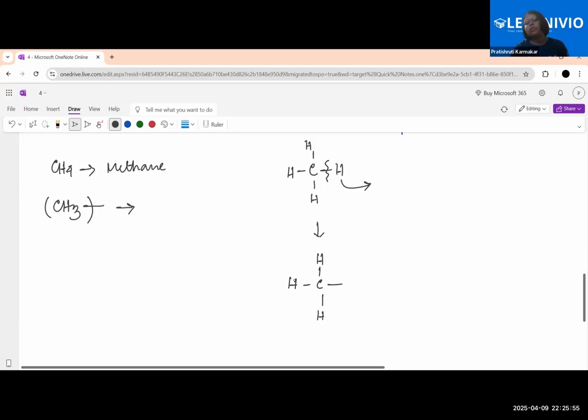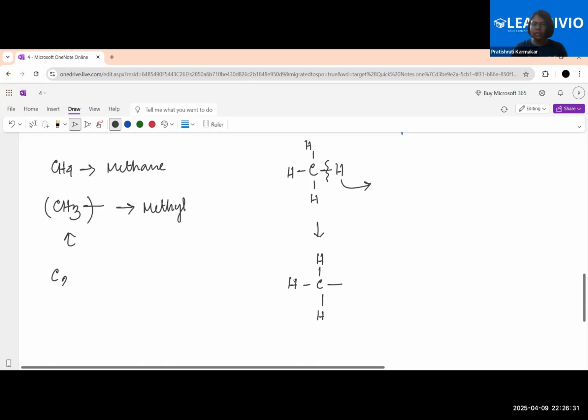CH3 with an extra bond. Like we add a halogen, chlorine, bromine, iodine. We call it methyl. This is the methyl group. I am asking what this substance is called. This is called methyl. So when we remove one hydrogen from methane, we call it methyl. Okay. Yes, ma'am.